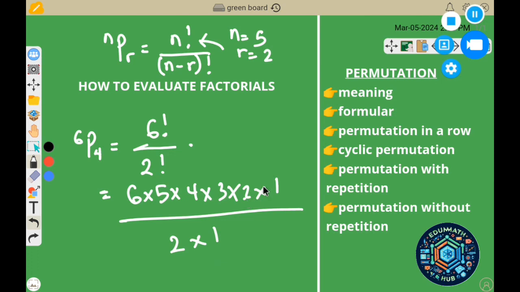So you see that these parts are the same. Then the next part, you're going to have 6 times 5 times 4 times 3. That will give you 360.